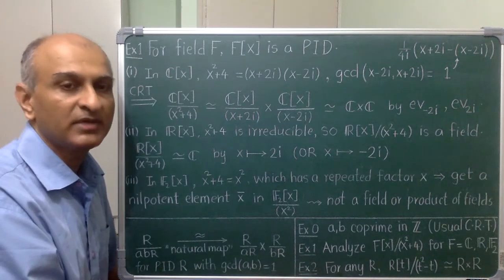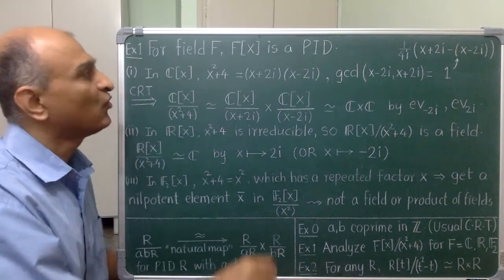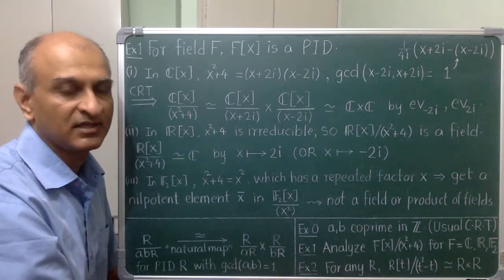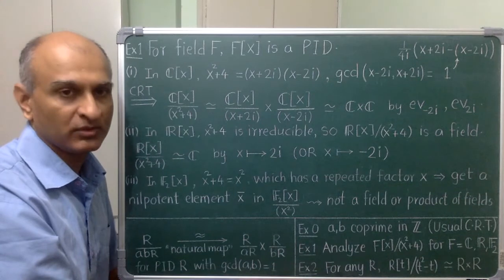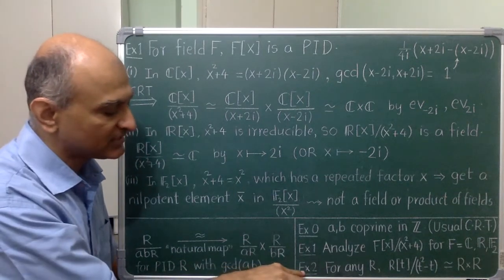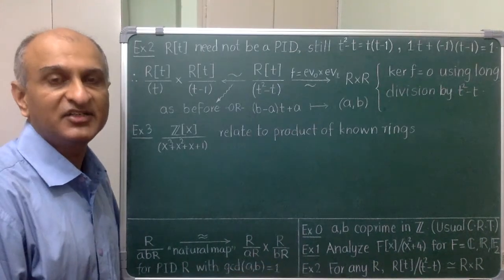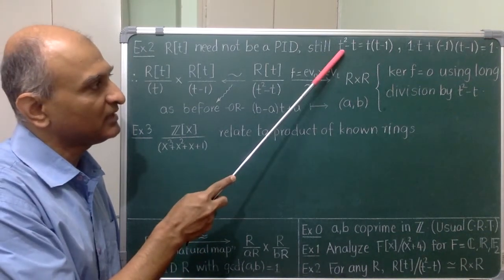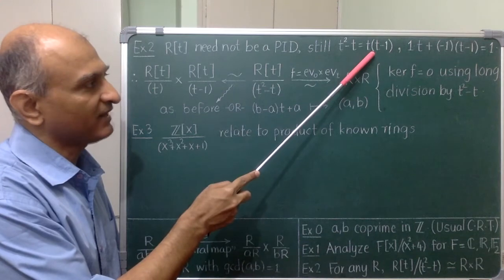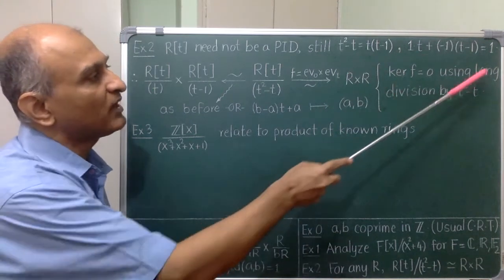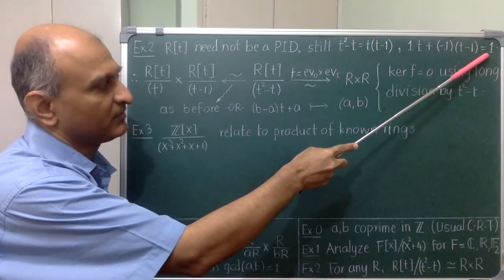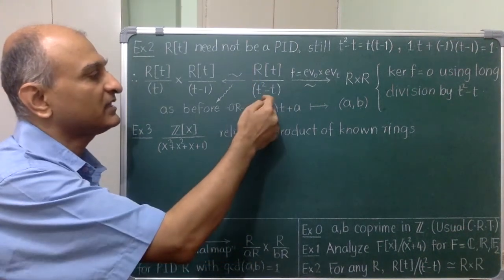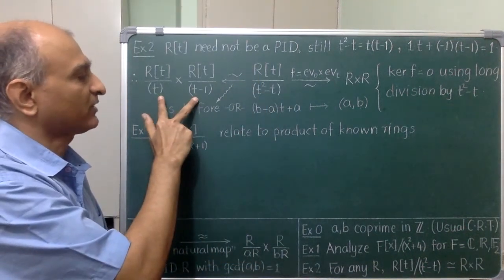Now you should be able to carry out similar analysis for F[x] modulo a monic polynomial over any field F. So try to do this on your own. For now, let's go to exercise 2. R[t] need not be a PID, but still this special polynomial factors into distinct linear factors, and I can write one as their linear combination. So everything works just like before, and the given ring is isomorphic to this product.